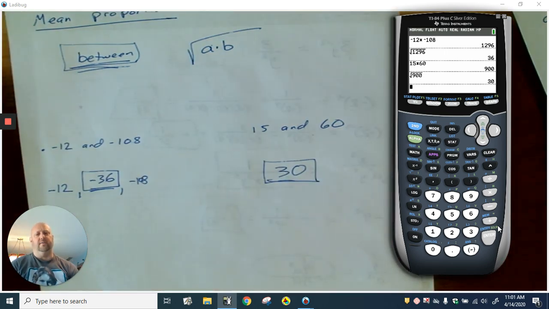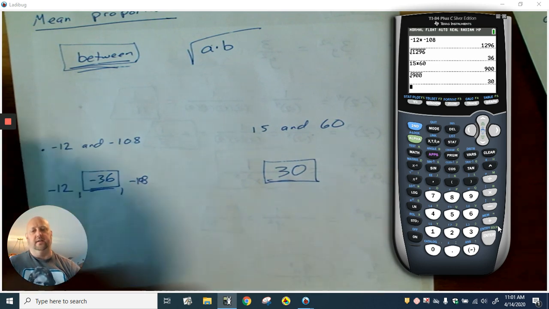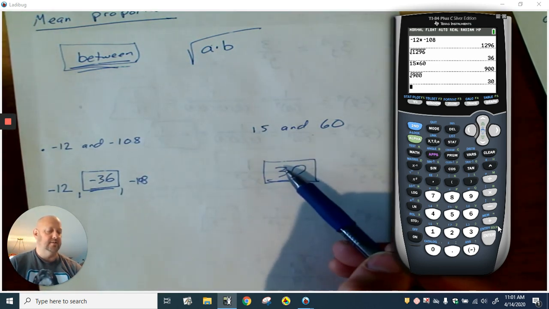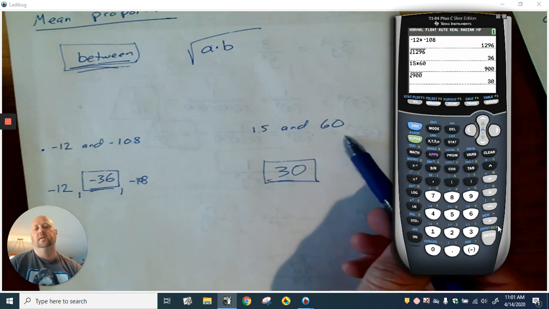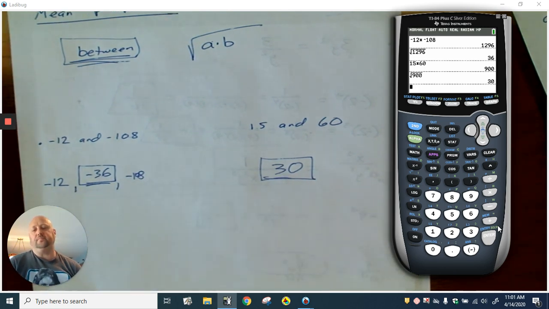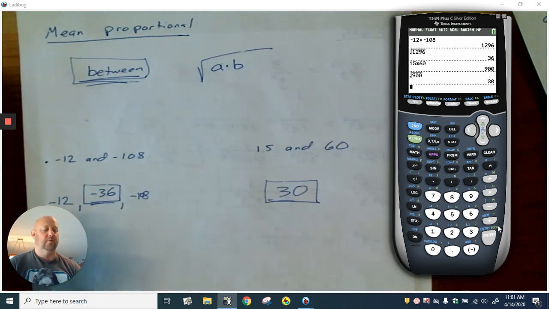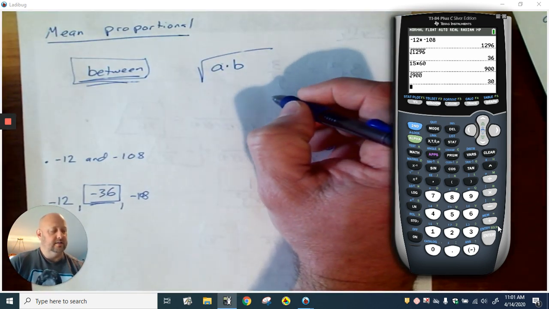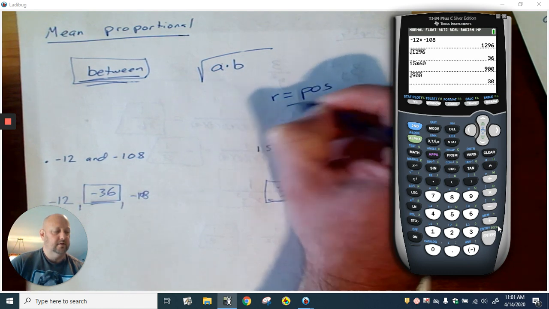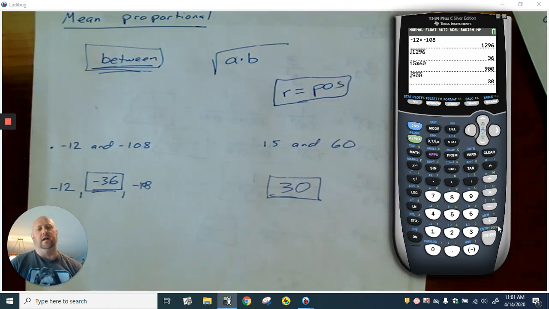Okay? And it should follow a pattern of how to get from one term to the next. In this case, if you take 15 times it by 2, you get 30, times it by 2, you get 60. So again, it's going to follow some sort of pattern. This one over here, timesing by 3. But with mean proportional, another way to think of this is the r has to be a positive number. Okay, so that way the answer ends up being between.